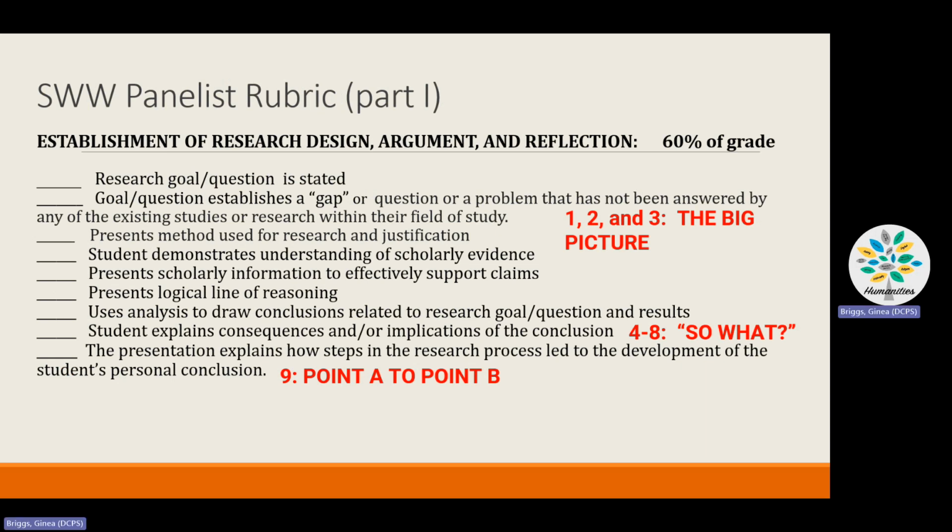As you can see, Part 1, the establishment of research design, argument, and reflection, makes up the largest part of the rubric and is worth the most at 60%. Let's talk about the similarities between the College Board rubric and the School Without Walls rubric that you see on the screen.